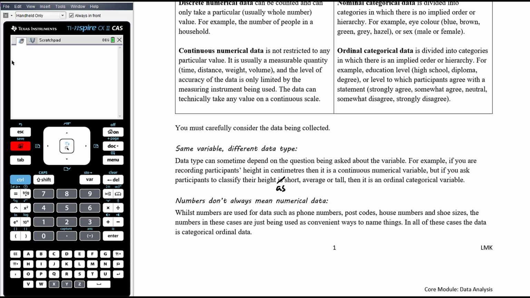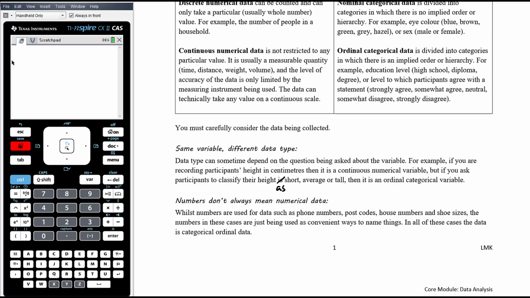Essentially, shoe size is a slightly ambiguous one, but the way I like to think about it is, if it doesn't make sense to average the data, to do some sort of mathematical calculation with the data, then it's probably not numerical data, even if we could.